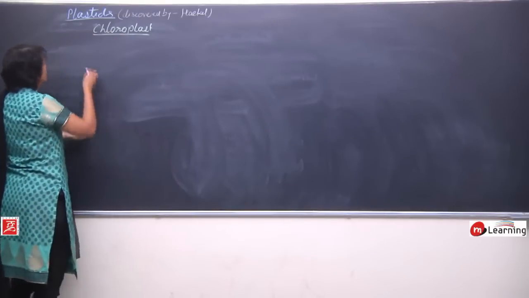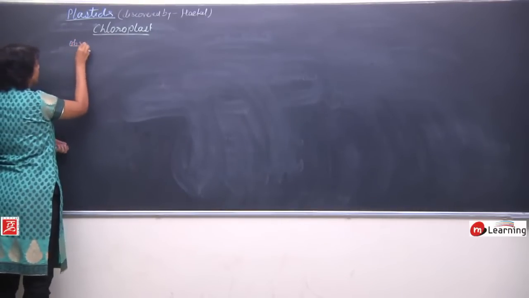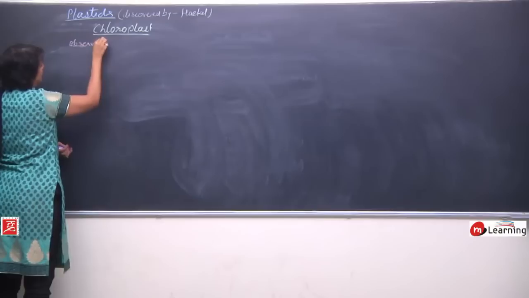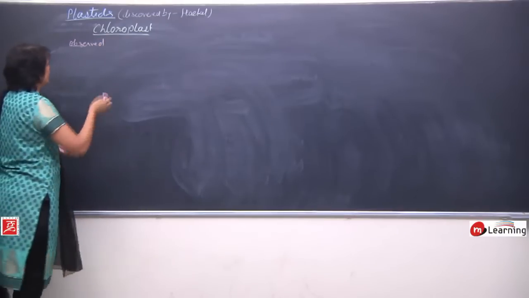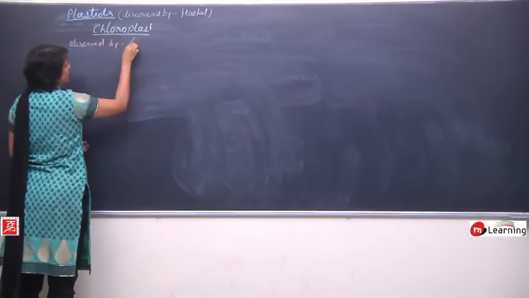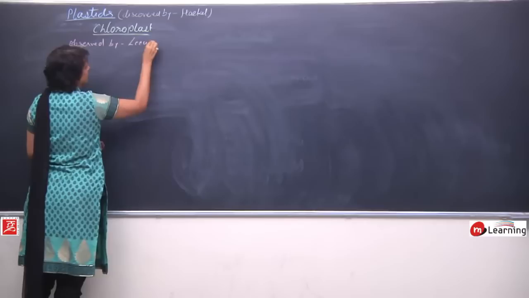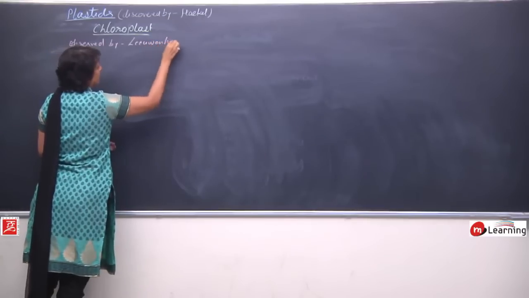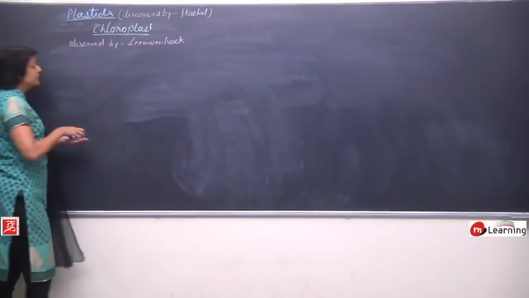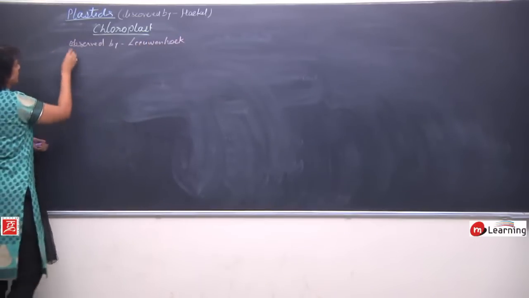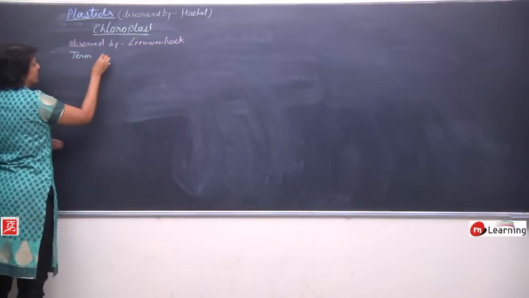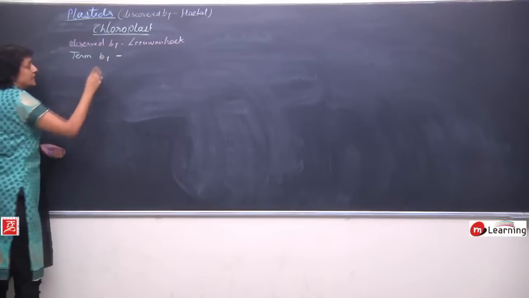Chloroplasts were observed by Leeuwenhoek. Observed means they were seen for the first time by Leeuwenhoek. And the term chloroplast is given by Schimper.